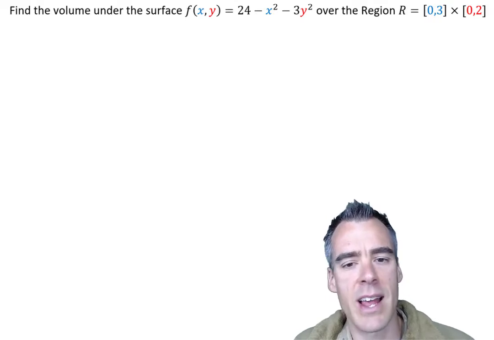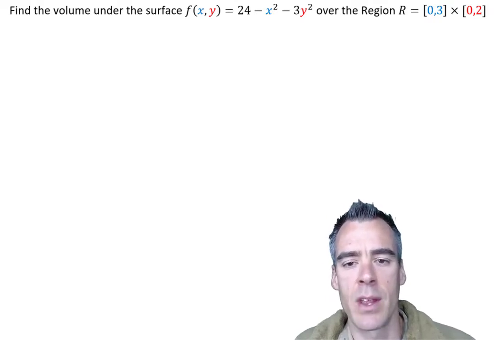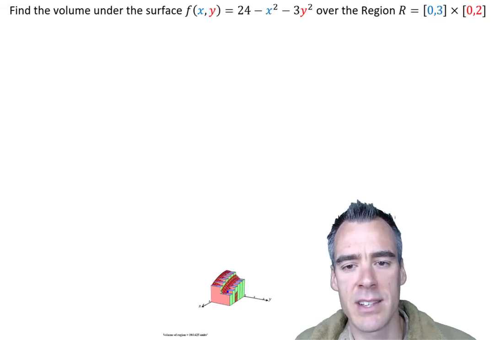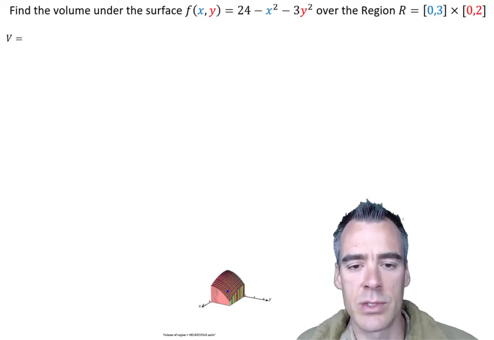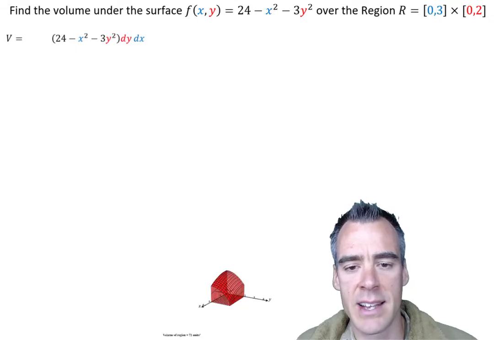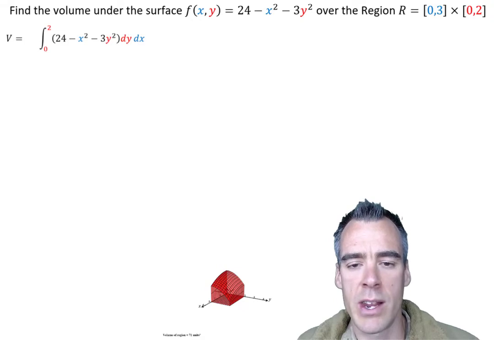So if you recall back to our last video, we looked at the Riemann sum translation into an integral, and we ended up with this double integral, or iterated integral, if you will. Volume is equal to the integral of 24 minus x squared minus 3y squared dy dx, where our y ranged from 0 to 2 and our x limits were 0 and 3.